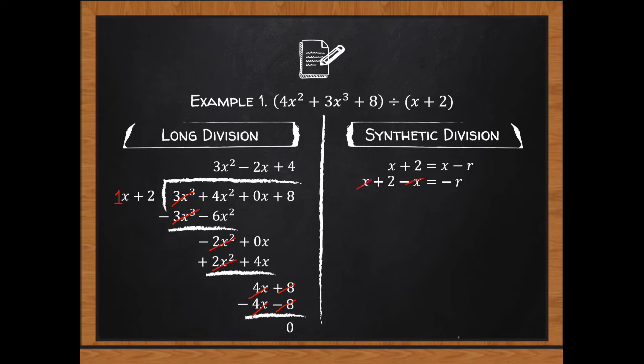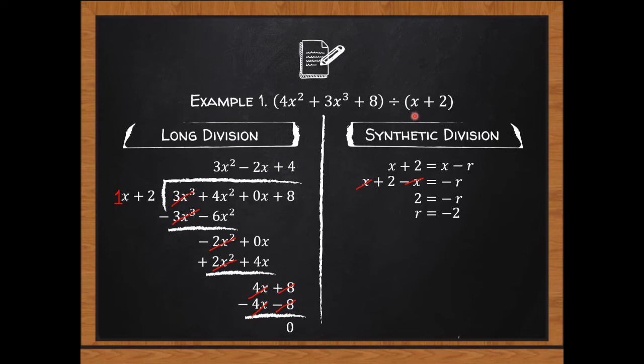So cancel lang natin siya at ang natira na lang po is 2 is equal to negative r. To get r, divide natin both sides by negative 1. So our r now is equal to negative 2. But then, meron naman tayong easiest way to find the value of r. Pinakita ko lang sa inyo kung paano gawin yung long method niya. But then, ito yung easiest way niya.